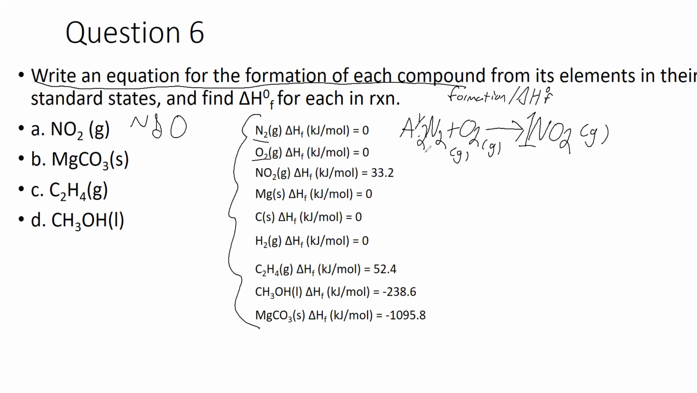Therefore, this is one of the rare times in chemistry where you can use fractions to balance out an equation. Almost any other time when you're balancing out an equation, you are not allowed to use fractions. Here we are because we're doing a formation reaction. So the balanced reaction is 1/2 N2 plus O2 goes to 1 NO2.